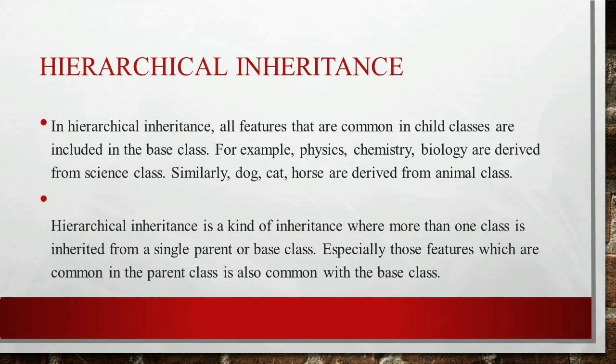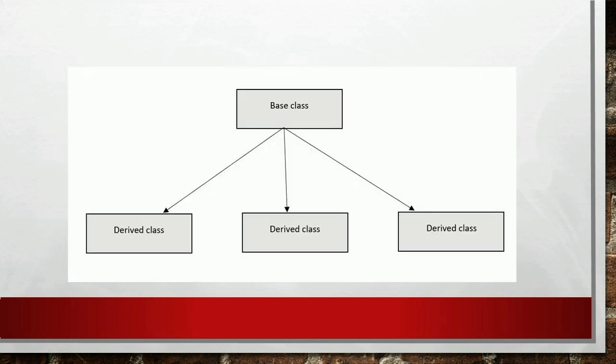These all are hierarchical inheritance, and it is a kind of inheritance in which more than one class is inherited from a single parent or single base class. Especially those features which are common in the child classes are included in the base class. Here is an example of hierarchical inheritance.